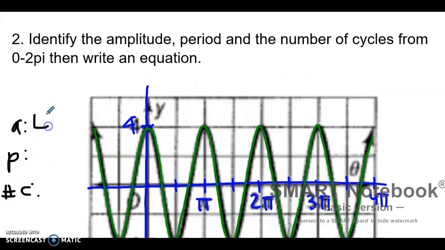Amplitude is 4. The period goes from 0 to pi, so it's pi units long. And there are 2 complete cycles from 0 to 2 pi. So our equation will be y equals 4 cosine 2x.